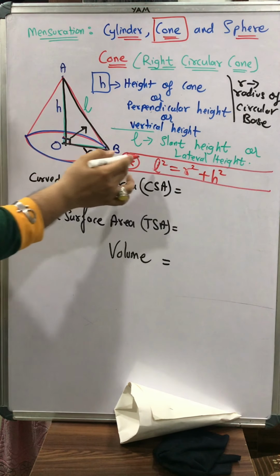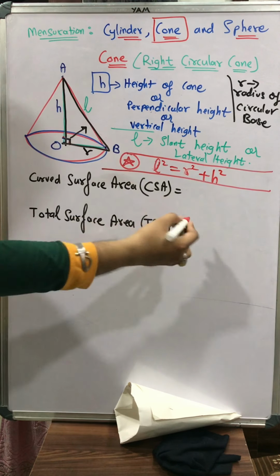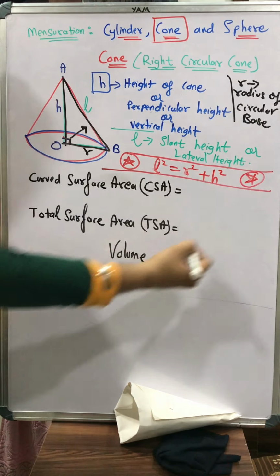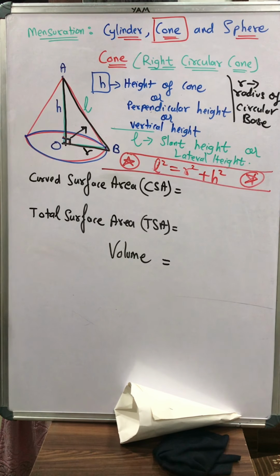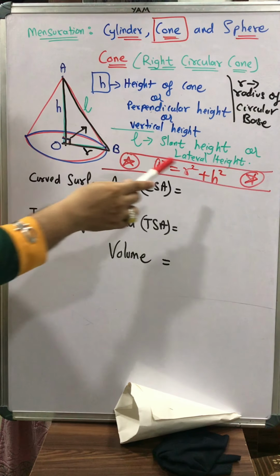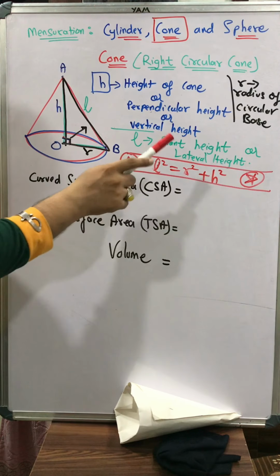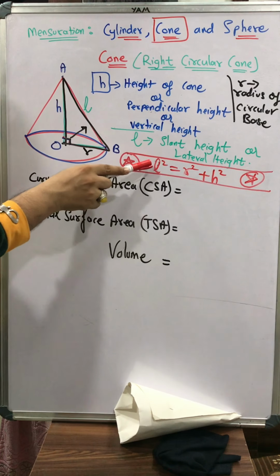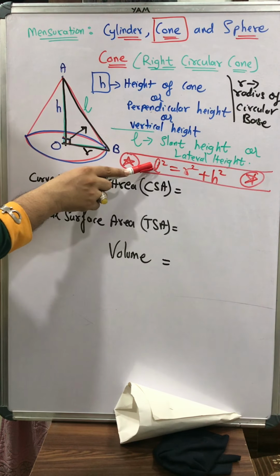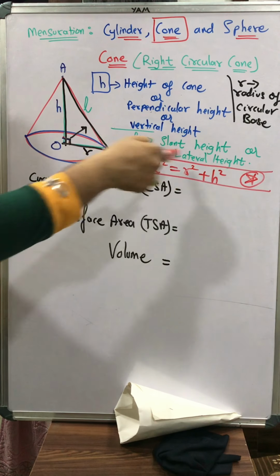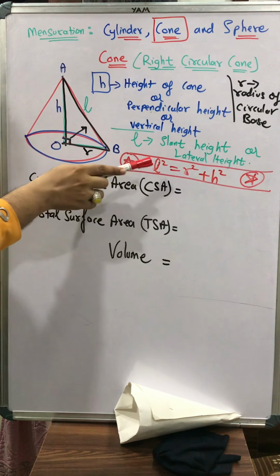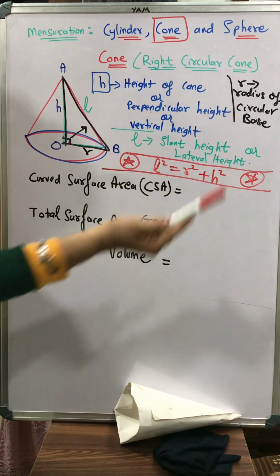Understanding, students? So L square is equal to R square plus H square. Once again I'll mark a star over here. This is an important relationship. Certain times in the question they will give you height H, but they will ask you something which deals with lateral height. So we can find it by this relationship. Or vice versa, they will give you L and you need to find H.